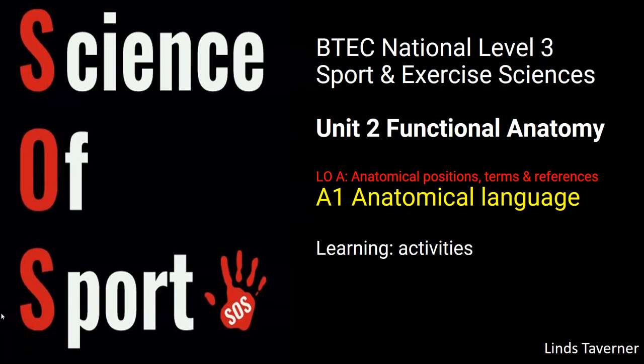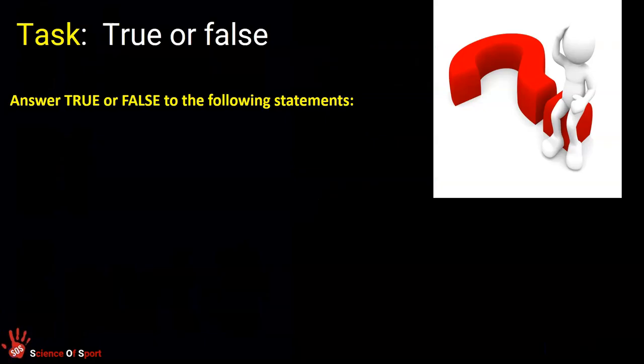Okay guys, so these are some learning activities associated with the A1 anatomical language topic within Unit 2 Functional Anatomy. Have a little look and have a go at these activities. First up is a true or false task. There's going to be a series of statements using the language and terminology that we've learnt in the learning video, and you need to determine whether they are true or false.